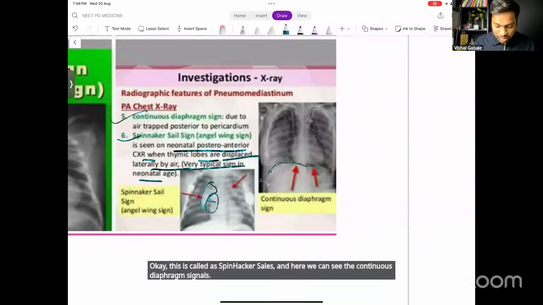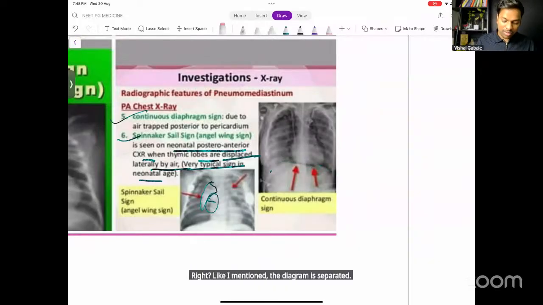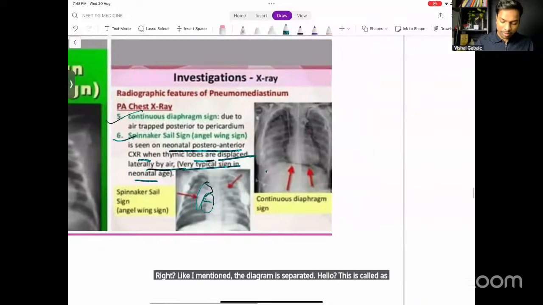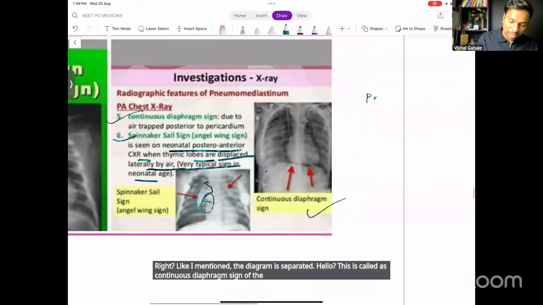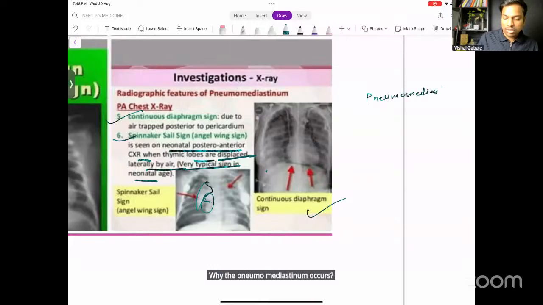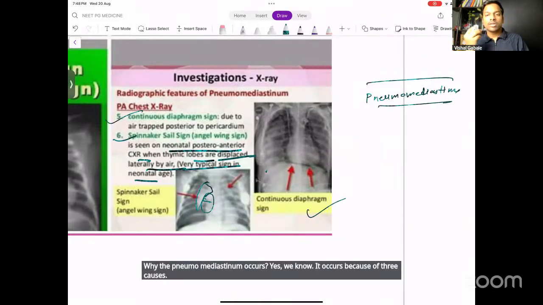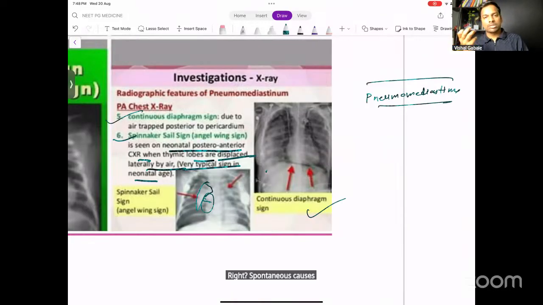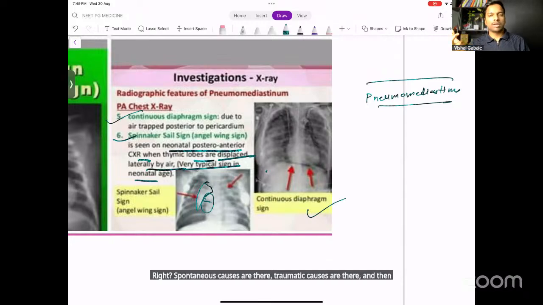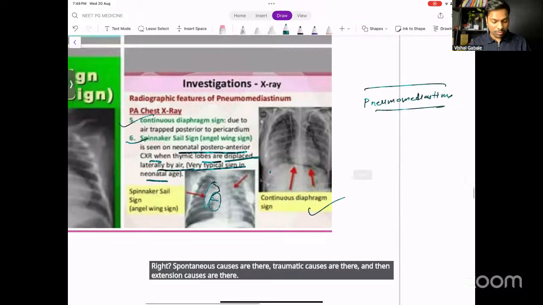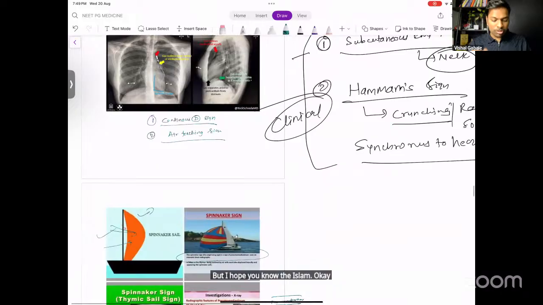Like I mentioned, the diaphragm is separated. This is called the continuous diaphragm sign of pneumomediastinum. Why does pneumomediastinum occur? We know it occurs because of three causes: spontaneous causes, traumatic causes, and extension causes. I hope you know this now. So that's all about pneumomediastinum.